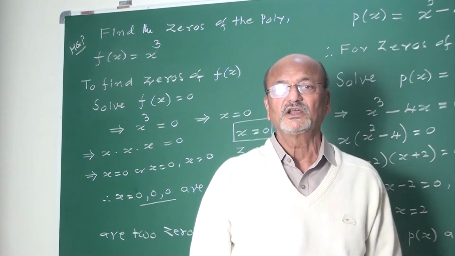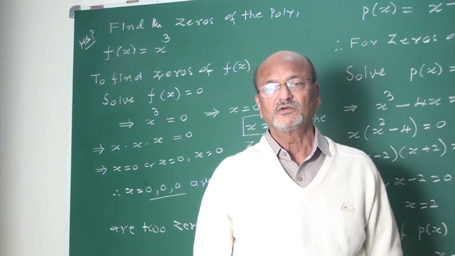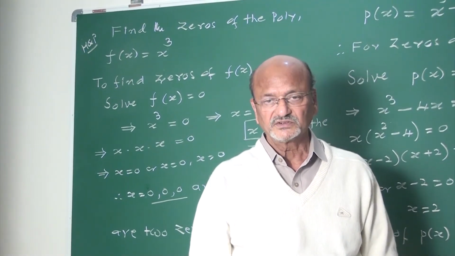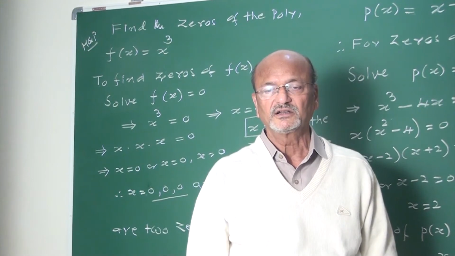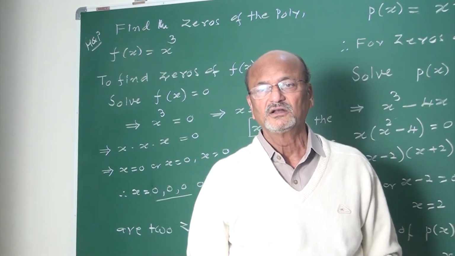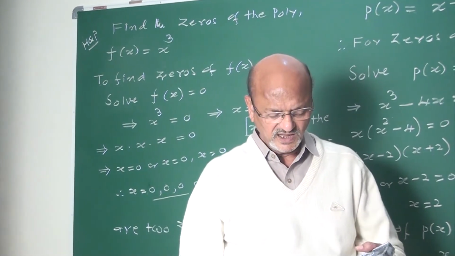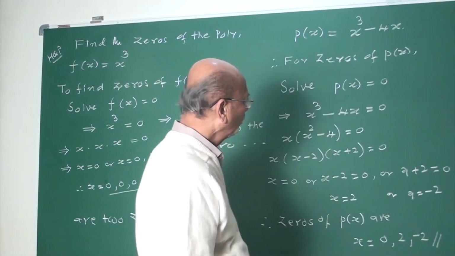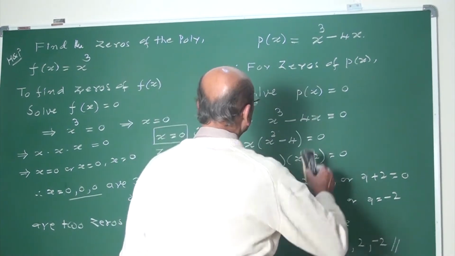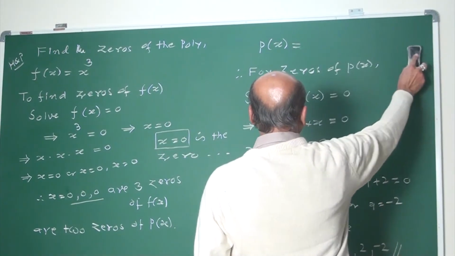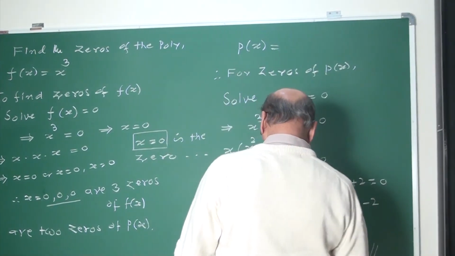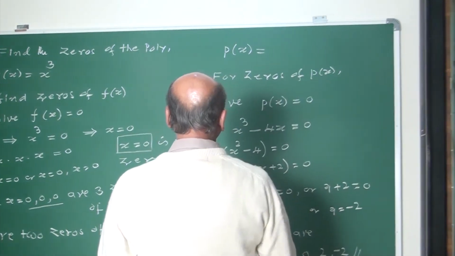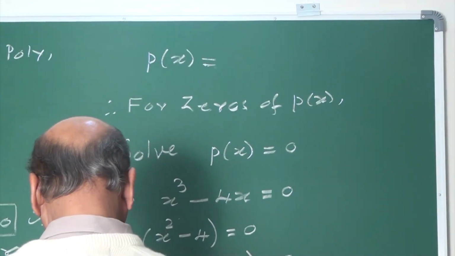These examples I have taken with what? First I have done linear. Next, in the second video, I have done quadratic. Third, I have done cubic. Now, one more that always comes is the constant polynomial. Yes. Find the zeros of the constant polynomial.